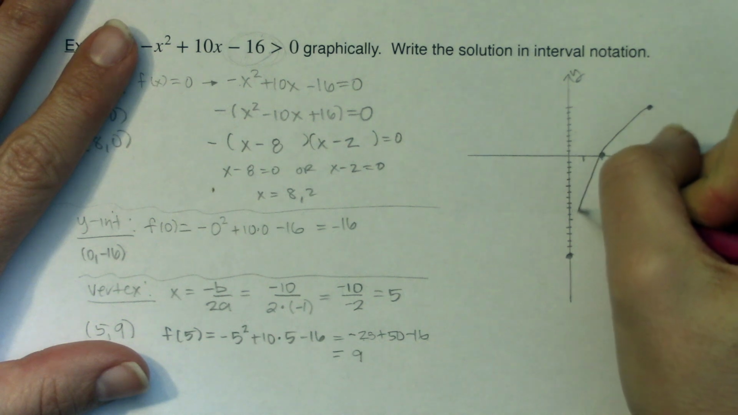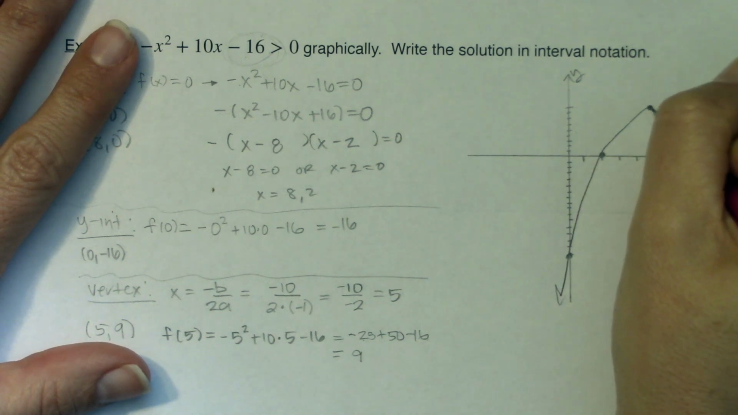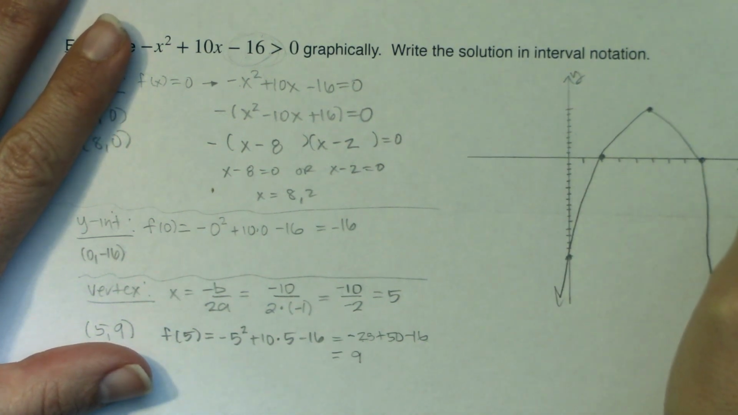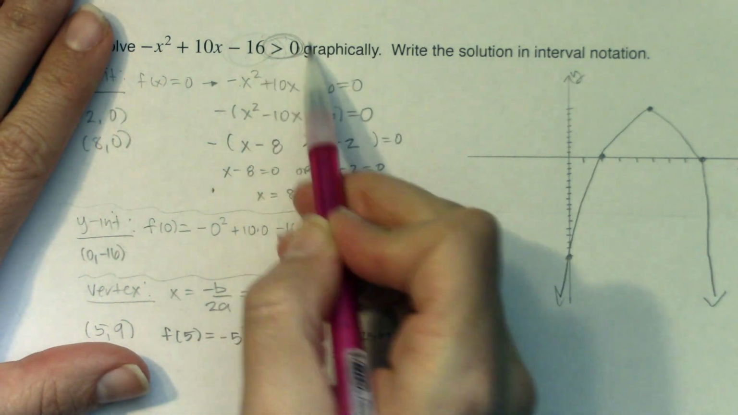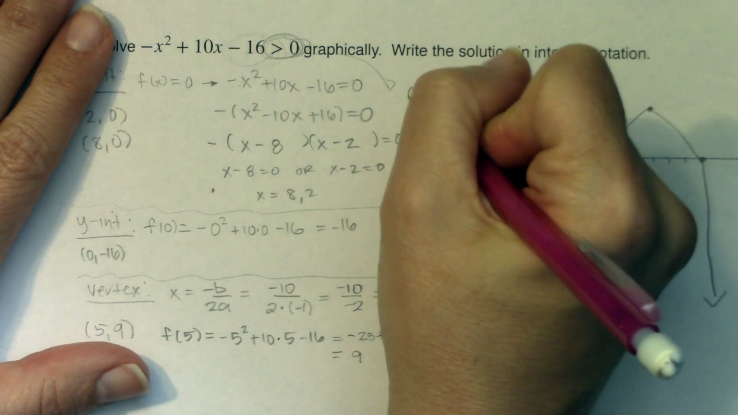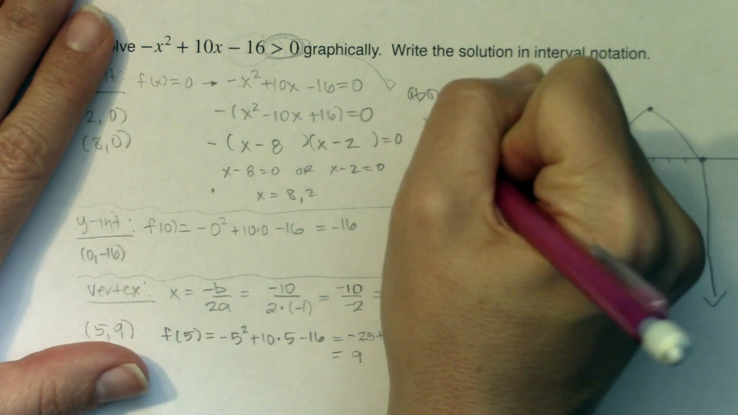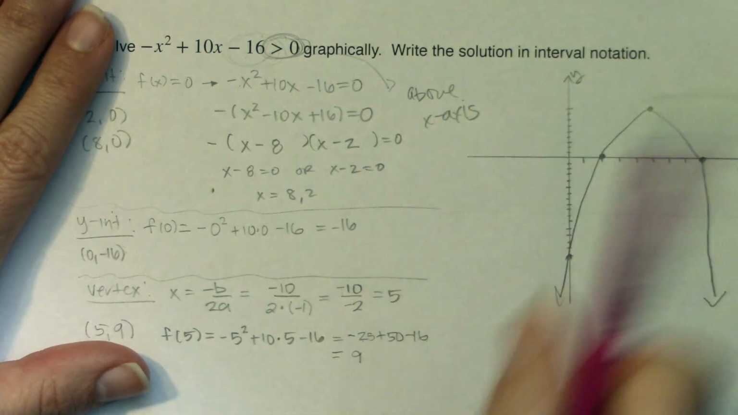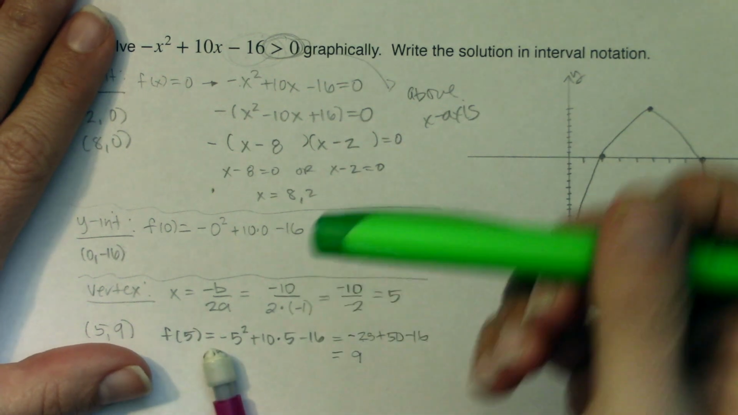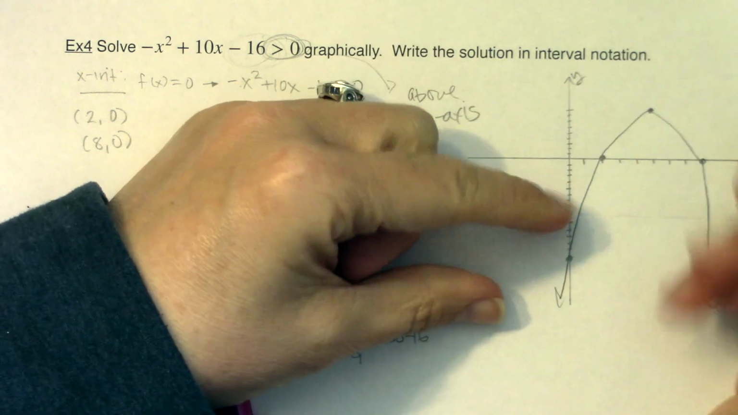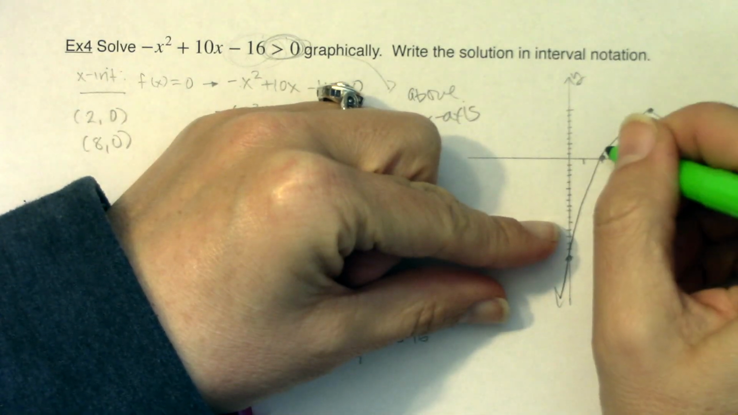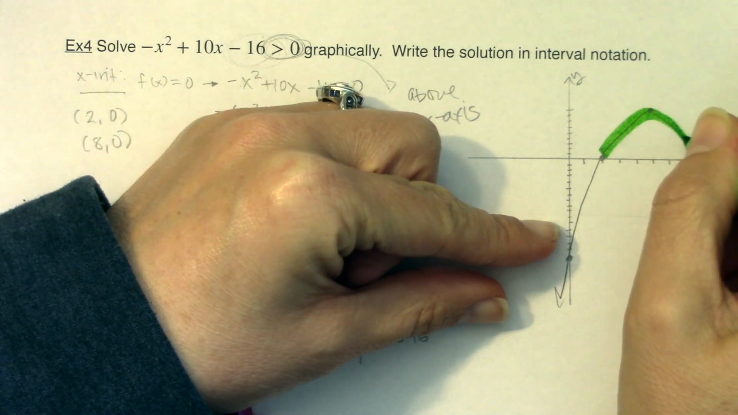All right, so I'm going to graph that. Right, so there's my parabola. Now I want where this is strictly greater than 0. So where is my graph above the x-axis? I'm not interested in where it's below or where it's on. So when I look at my graph, it is above the x-axis in this region, okay?